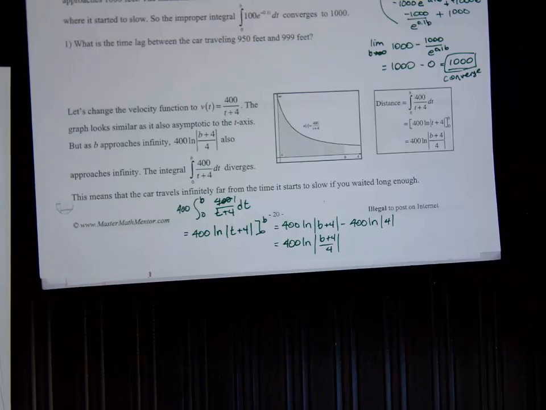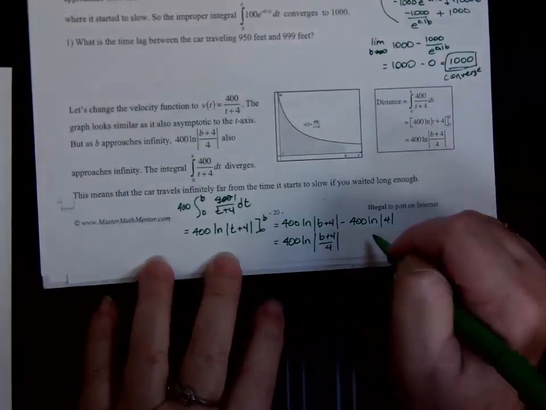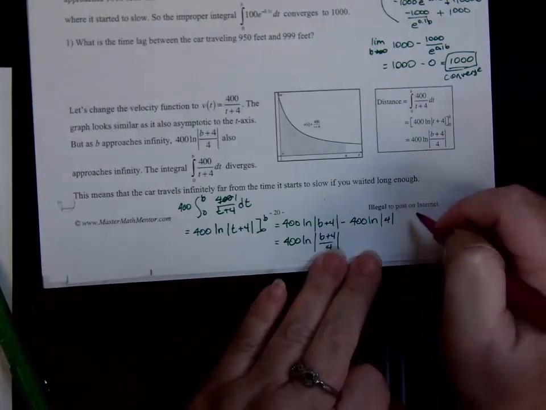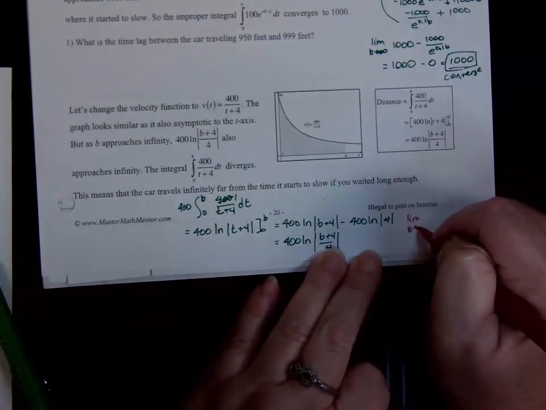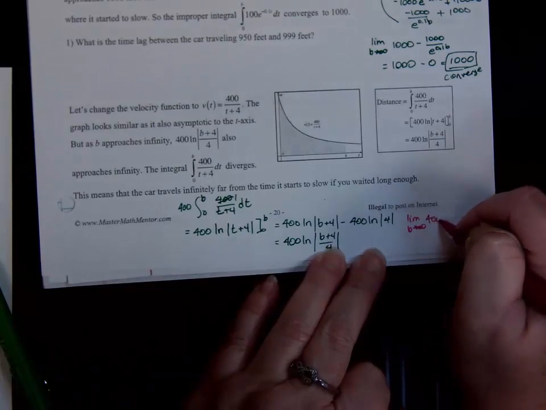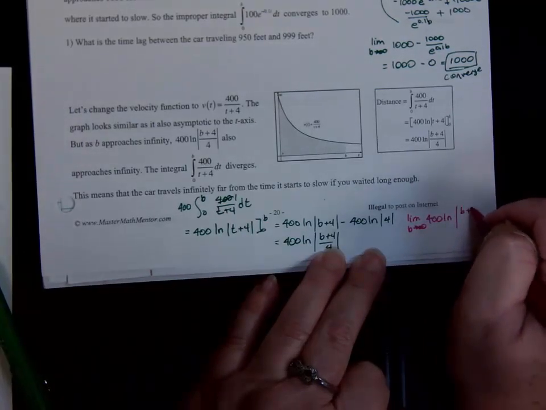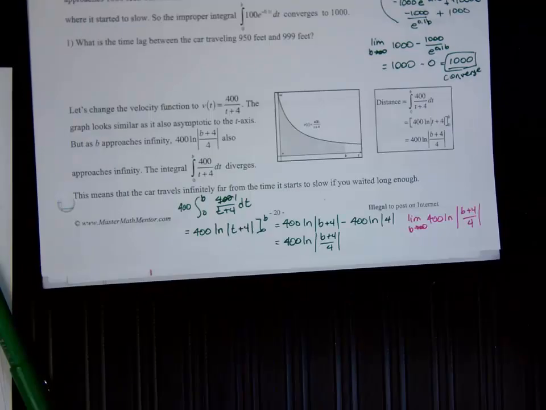Let's see. So we're going to come over here. I'm going to change colors because I'm changing gears. I'm going to take the limit as b approaches infinity of 400 ln absolute value of b plus 4 over 4. This is not a L'Hopital's problem. There's no fraction with b's on top and bottom. This is just a plug-in infinity. So I have 400 ln of infinity. You all agree with that? If I take infinity and add 4 and divide by 4, it's still huge. Okay?